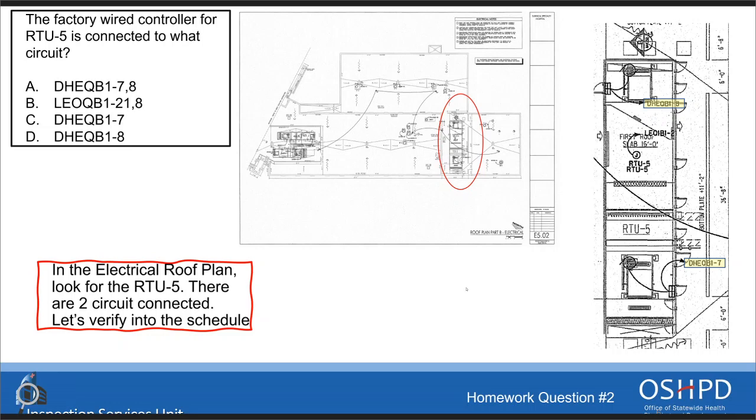There it is. Okay, so now we see in the roof plan for RTU5, there are two circuit connections. If we look in the yellow area over here, they are circuited to DHEQB17 and DHEQB18. So the correct answer, as we understand it, would be A, which lists those two circuits.